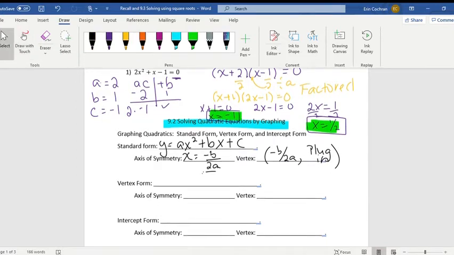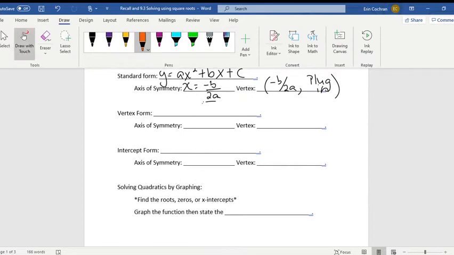Vertex form here was y equals a times the quantity of x minus h squared plus k. And in vertex form, it gave us our vertex. H always lies, so it's a positive h, comma, and k tells the truth, so a positive k. And the axis of symmetry is x equals h.